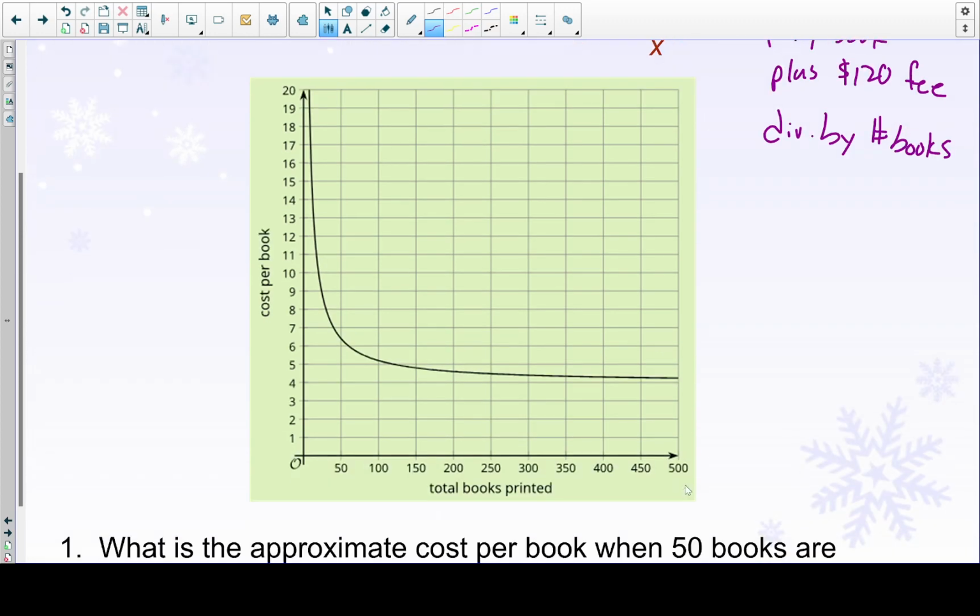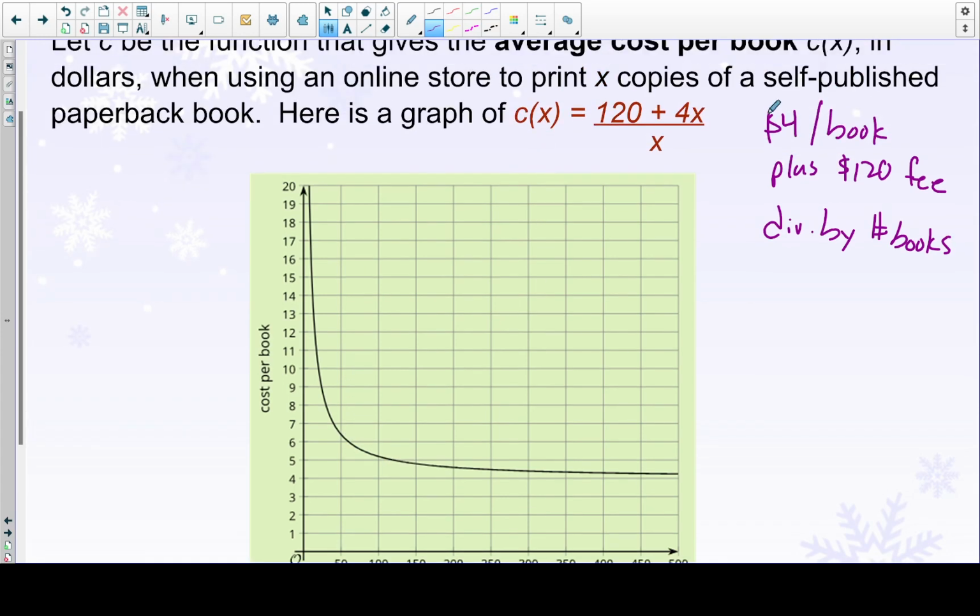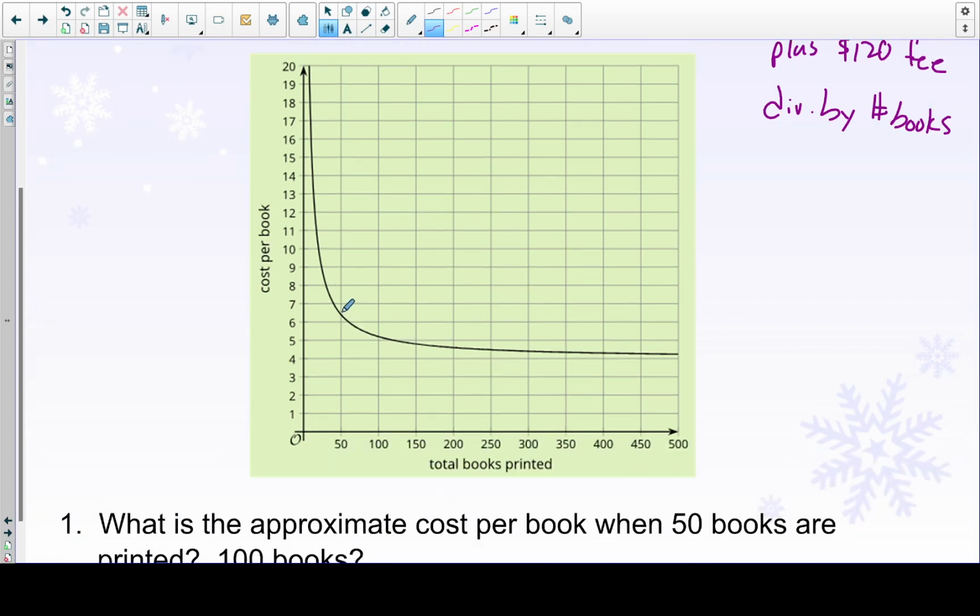So tell me about this graph. What is the approximate cost per book when 50 books are printed? Well, that's as easy as looking at the function. I could plug 50 into this function, or I could use the graph to estimate it. Looks like it's $6.50. So if I buy 50 books, I'm going to pay about $6.50 each.